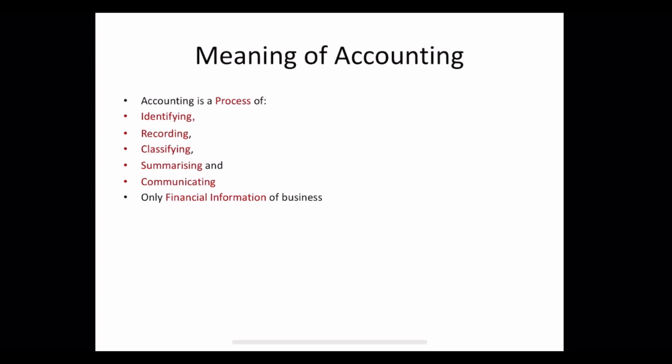Now let's look at the meaning of accounting. Accounting is a process. This means accounting is not a single activity, but a series of related steps performed in a proper order. Accounting deals only with financial information. Transactions must be related to business and must be measurable in money. So, accounting is a process of identifying, recording, classifying, summarizing, and communicating the financial information of business.